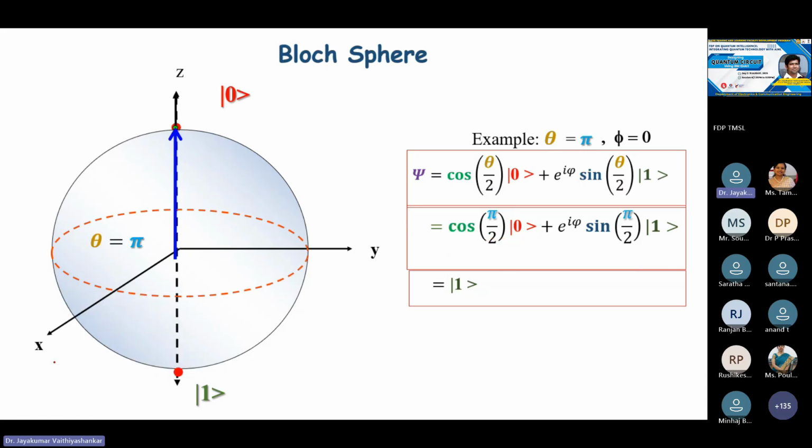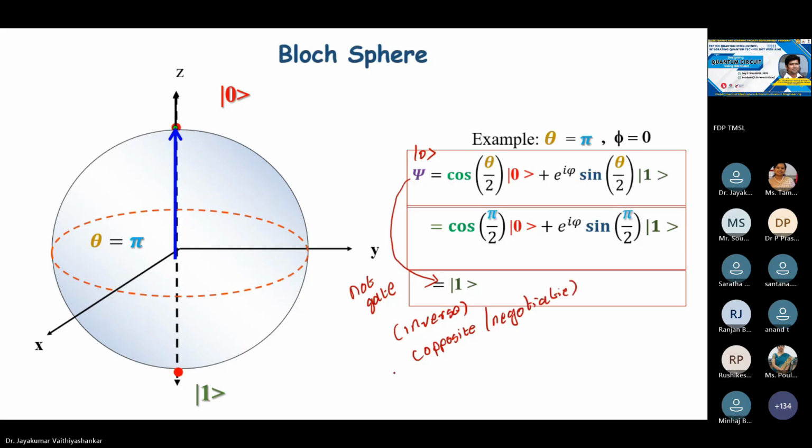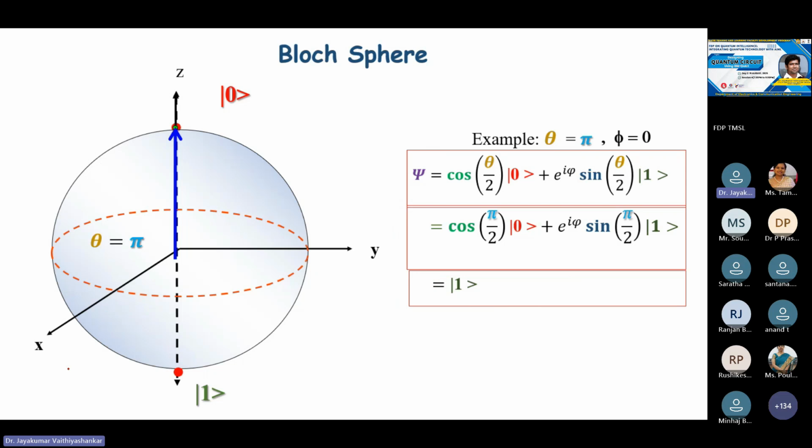Okay, so this is the mathematical form. What happens if you apply d equal to pi? Your quantum state will convert into state 1. Imagine the quantum state is in state 0. If you apply d equal to pi, it will convert into state 1. This is nothing but a NOT gate operation, which is nothing but inverse or opposite or negation. All these meanings are synonymous.